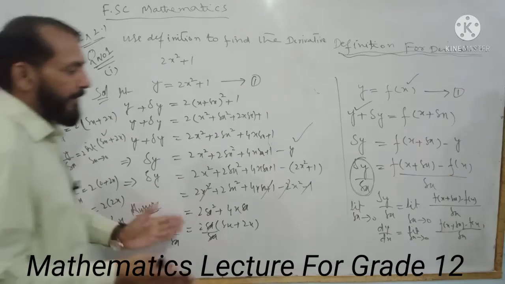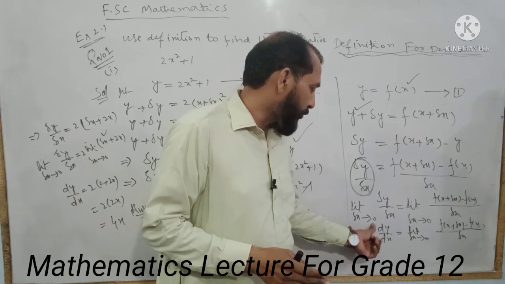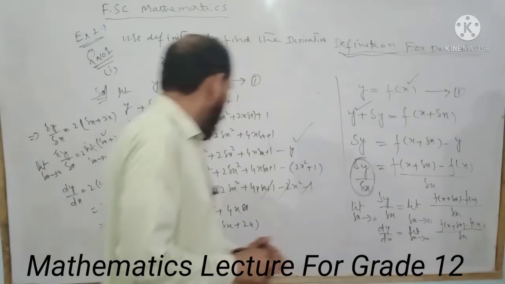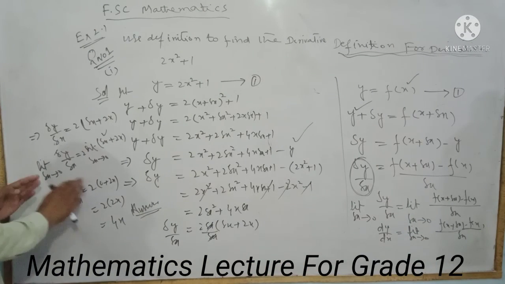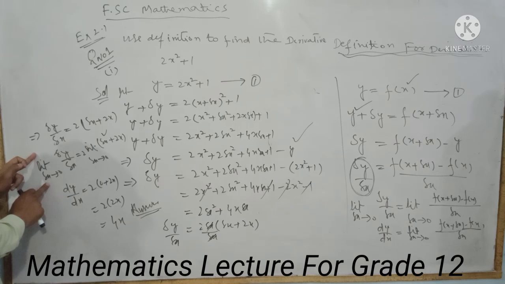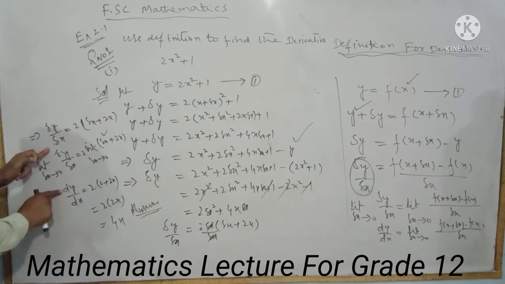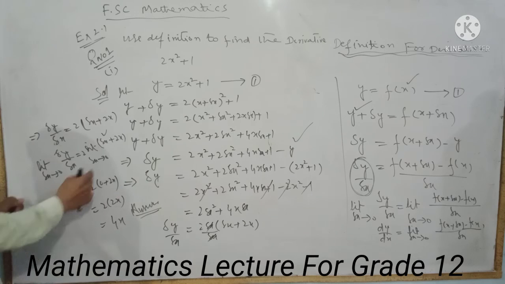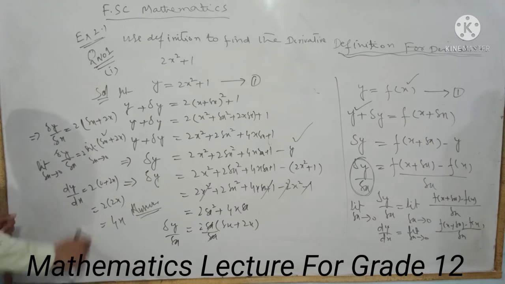So we use the definition of the function, taking the limit as del x goes to 0 on both sides. When we remove the limit, del x goes to 0, and here del y over del x changes to dy over dx. Putting del x equal to 0, we have the final result 4x.